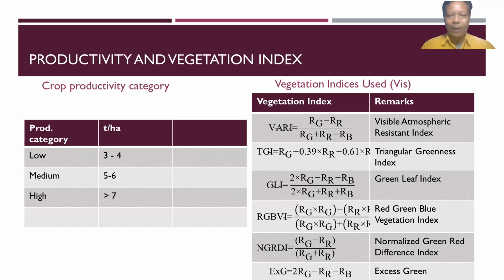And we apply 6 different crop indices, namely VARI, or Visible Atmospherically Resistant Index, and TGI, GLI, RGVI, NGRDI, and excess green. So these 6 vegetation indices use the digital numbers of the RGB image taken by the drone. We fly the drone 50 meters above the ground, and then we take the photographs or videos and put them into the image analysis software.